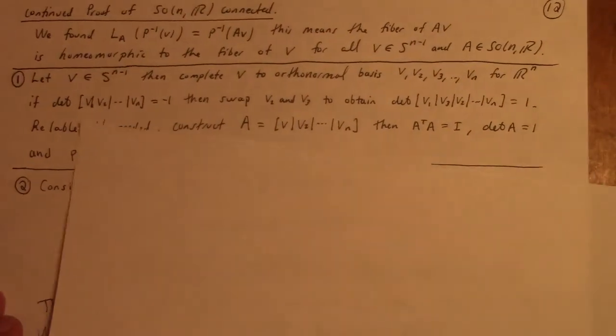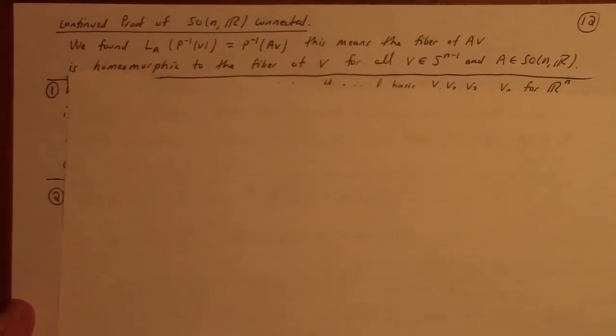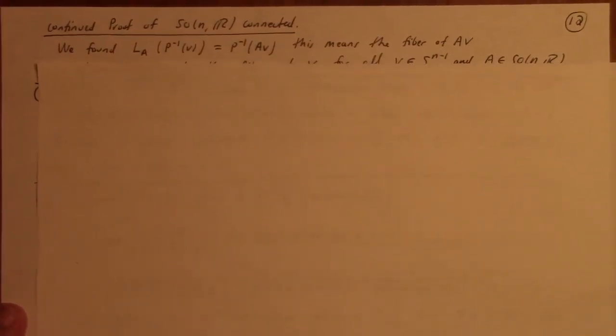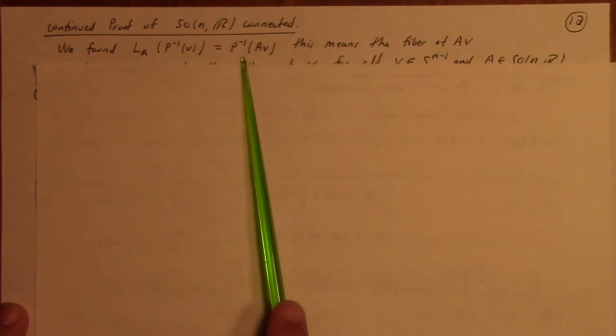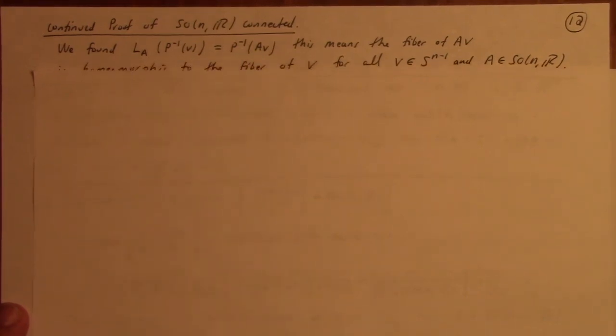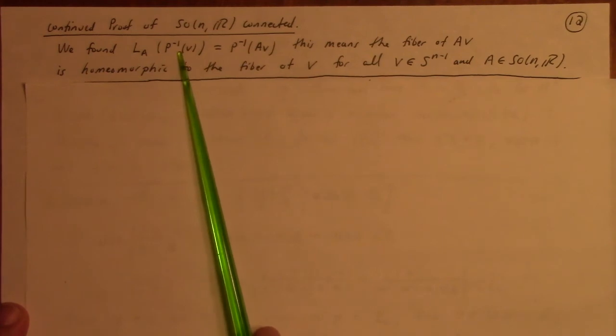All right. So continuing with the proof that SO(n) is connected. We found that L_A of the fiber of P over V, the image under A, is equal to P inverse of AV. There we go. What this means is that the fiber over AV is homeomorphic to the fiber over V, because L_A is a homeomorphism, right?